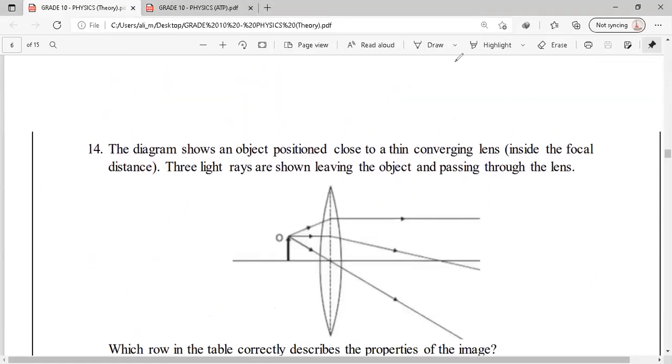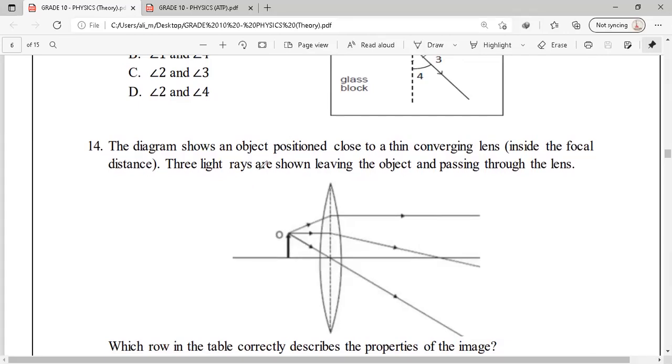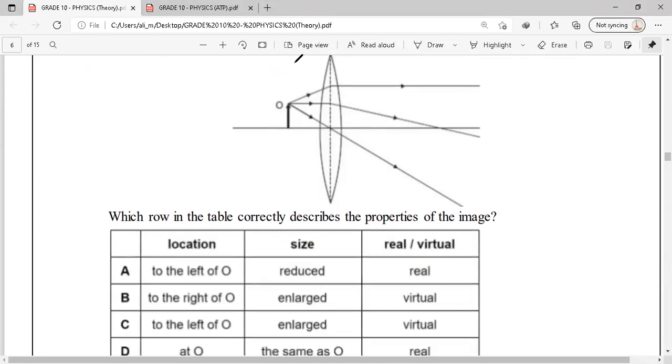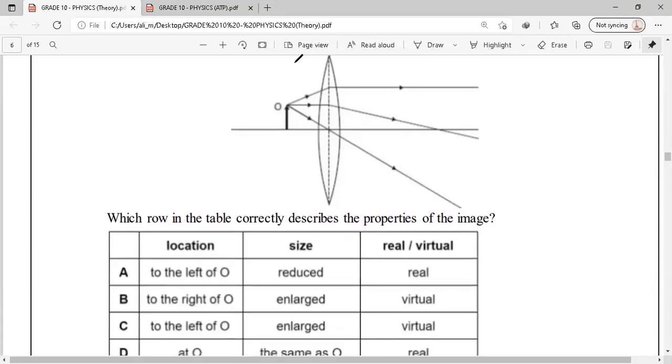Then we have question number 14. The diagram shows an object positioned close to the thin converging lens, inside the focal length. Three rays are shown leaving the object and passing through the lens. We have to identify the location, size, and nature of the image. As we can see, we have three refracted rays, one, two, and three. These refracted rays are moving away from each other, it means they are diverging. So the nature of the image would be virtual. So these two options will be incorrect. Similarly, it will form an enlarged image, and the position of the image would be behind the object.